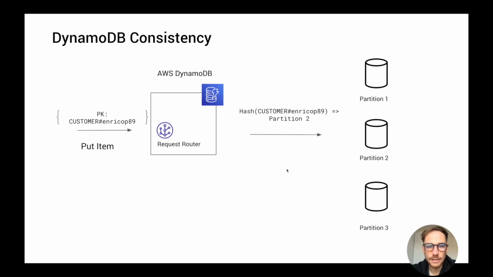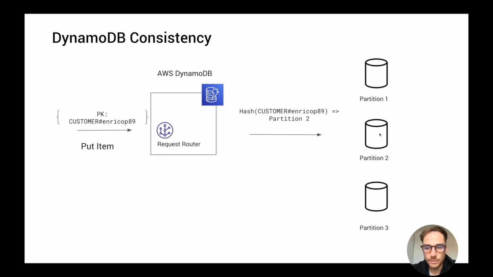So this is how the DynamoDB write operation works. Every time there's a PutItem on the DynamoDB table, the API request will hit the request router of DynamoDB. The request router will then compute the hash function based on the partition key value of the item, in this case, for example, customer hashtag and the email or the username. Based on the value of the hash function, the request router will save the item on the allocated partition. In this case, I put it like partition 2. So this item will go into partition 2, right?